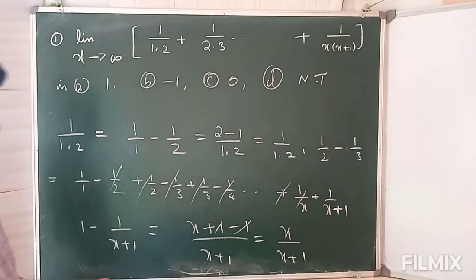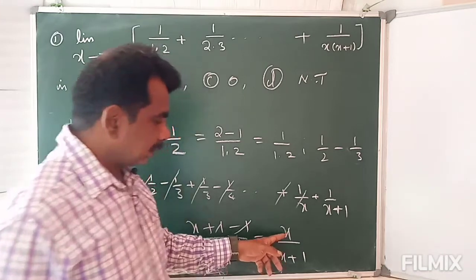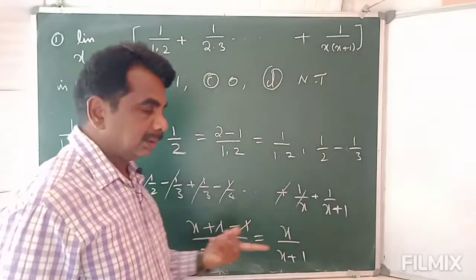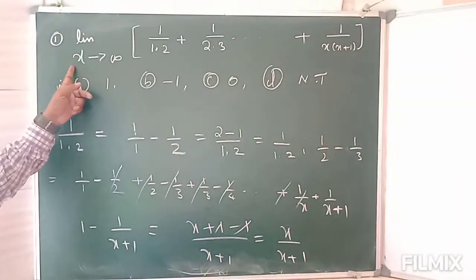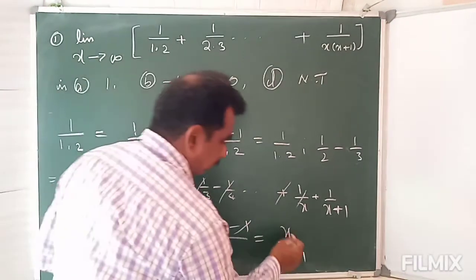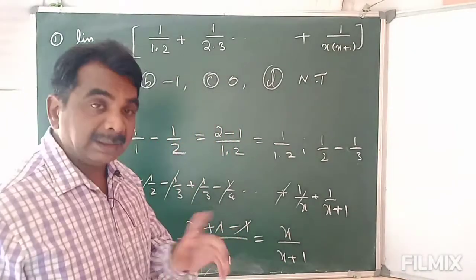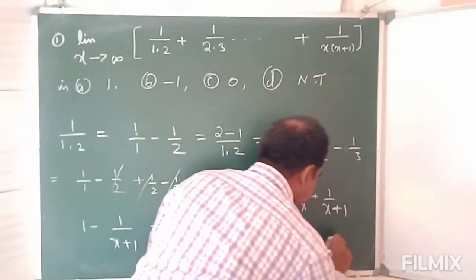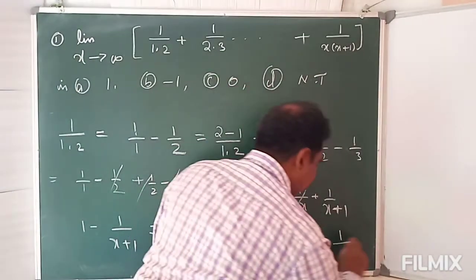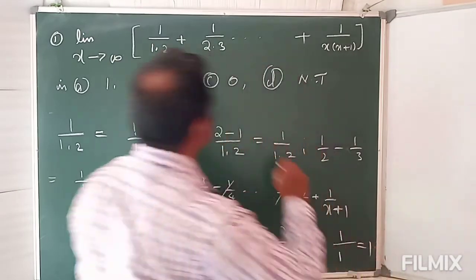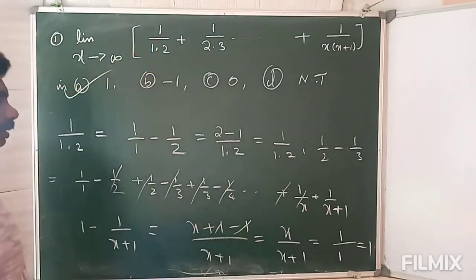According to L'Hopital's rule, differentiate 1 by 1. Or if numerator and denominator are of the same degree, take the coefficients of that one. What is the coefficient of x? 1. Here 1, that is 1. 1 is the answer. A is the answer.